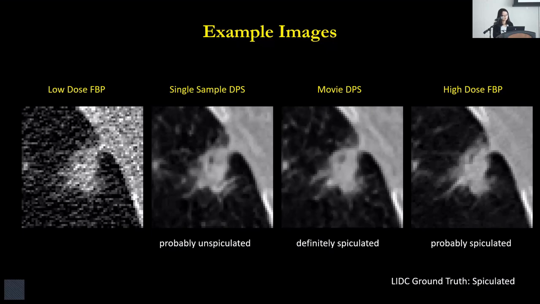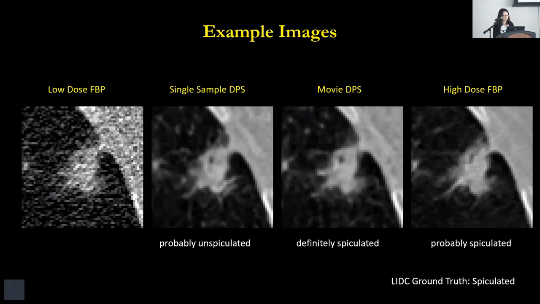Single sample DPS is much less noisy. We do see a lot of variability in the movie DPS. The variability shows up for both the lesion itself and the surrounding parenchyma. And we did tell the radiologists to try their best to ignore the parenchyma variation and just focus on the lesion only. So at the bottom of these images, I'm also including one radiologist choice for these cases.